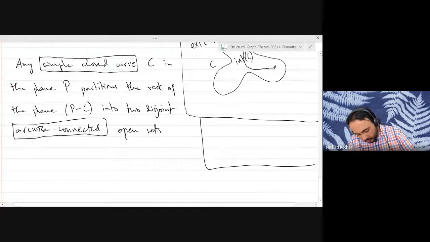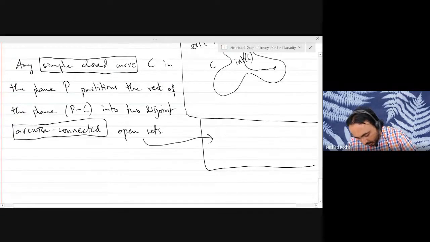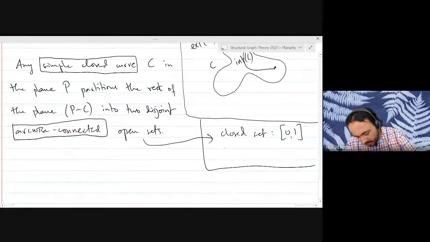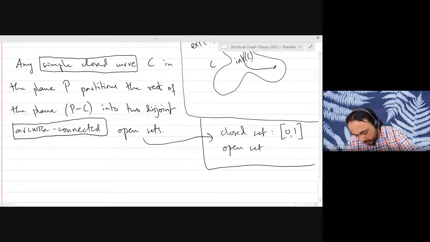For those of you who may not recall because you have lost touch, what is an example of a closed set? You take the interval 0, 1 with 0 and 1 included, and the open set is the same interval where you remove the two ends, 0 and 1. Okay?